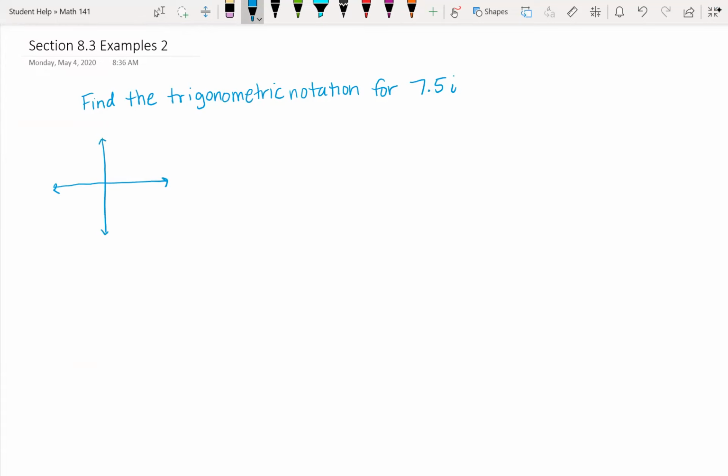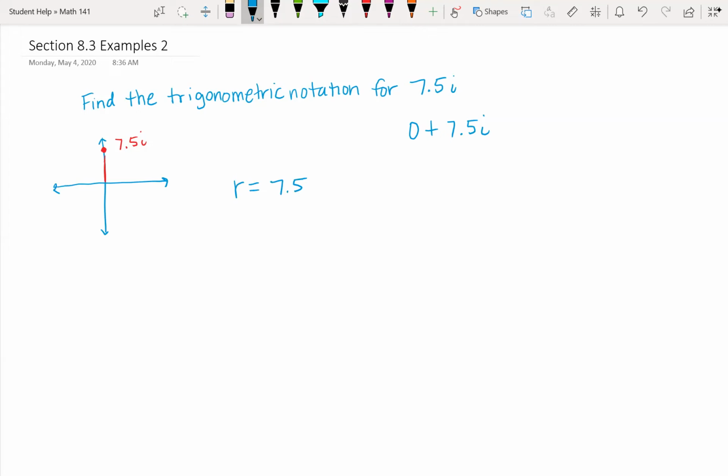This is a strictly imaginary number. We could write it as 0 plus 7.5 I, where the real part is 0 and the imaginary part is 7.5. And so we know that this is going to be just on the y-axis here. This is where 7.5 I would be. And we can already see the distance from the origin. Remember that the distance from the origin is r, so just by looking at the picture, we can say that r is going to be equal to 7.5.